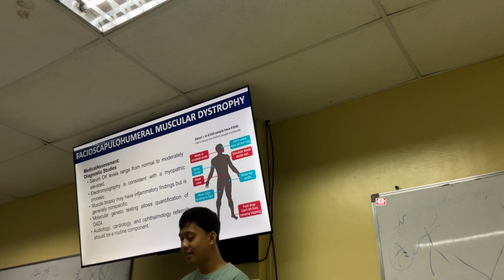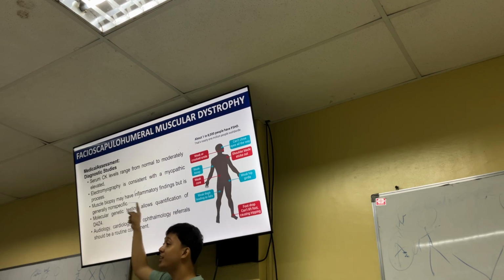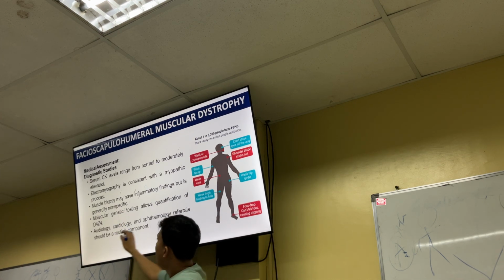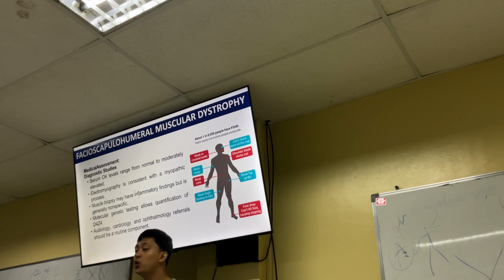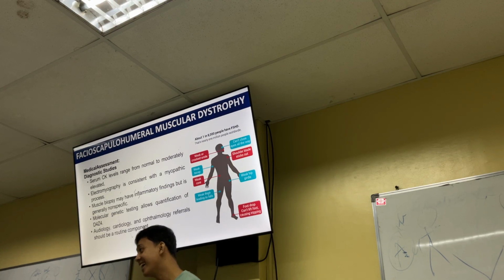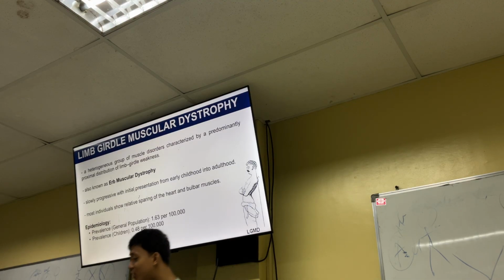Here also, the most important is genetic testing. Genetic testing will show there is a problem with the D4Z4 of chromosome number 4. And you might check audiology, cardiology, and ophthalmology. ENT na lang, guys. Check the ENT for further referrals of the conditions, or manifestations, rather.